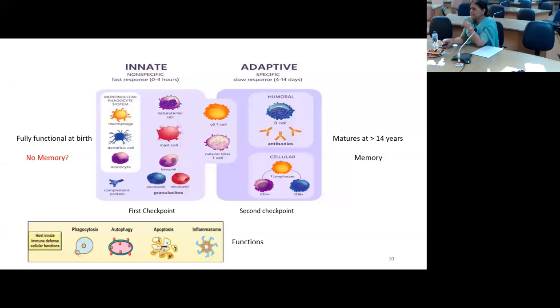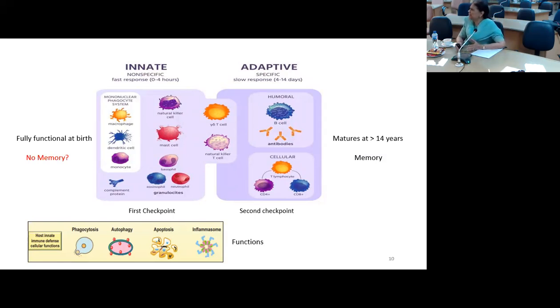So the basic thing is that T cell responses mature around 14 years of age. However, the innate system is mature at birth. So of course, for childhood protection, probably this is the system that plays a key role.